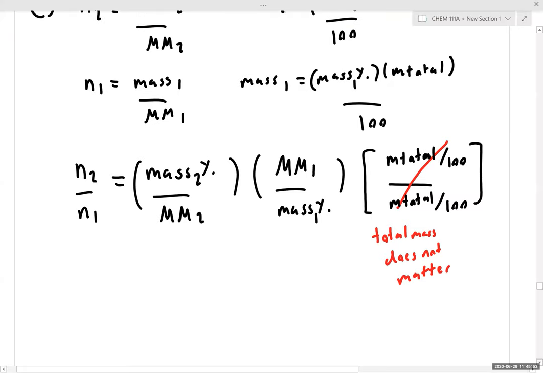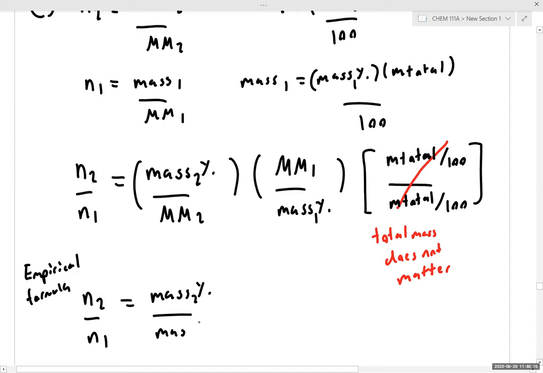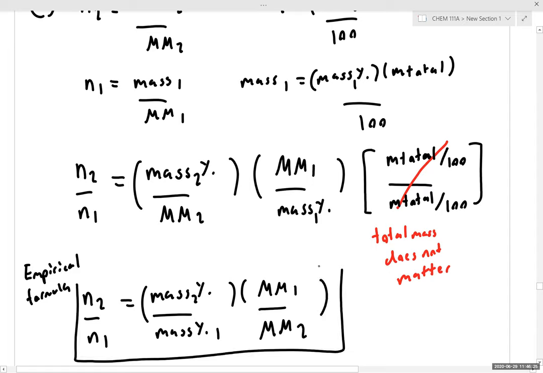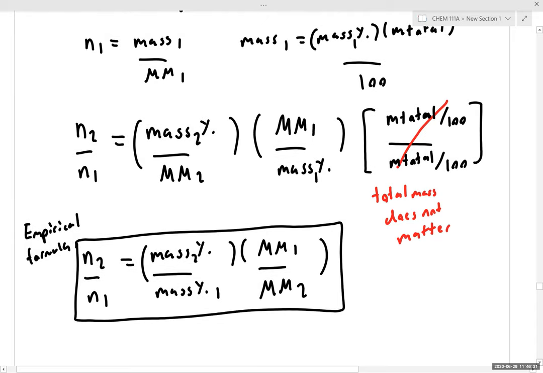Now, from this information, we have a nice simple equation describing our mole to mole ratio, which in essence is our empirical formula, as the mass percentage of element 2 over the mass percentage of element 1 times the molar mass of element 1 over the molar mass of element 2. So this is a way that we've derived algebraically for you to calculate the empirical formula if we know the mass percentage of each element and the atomic mass of each element.